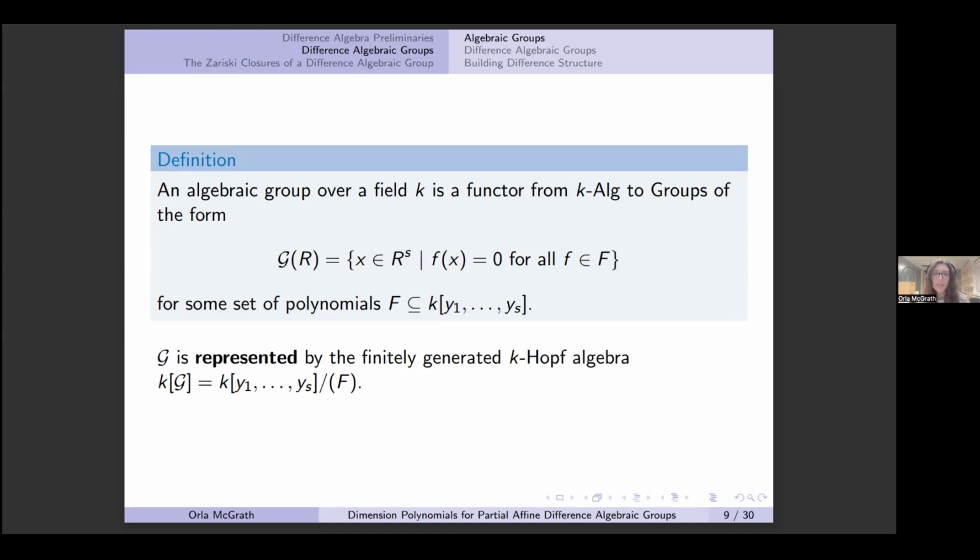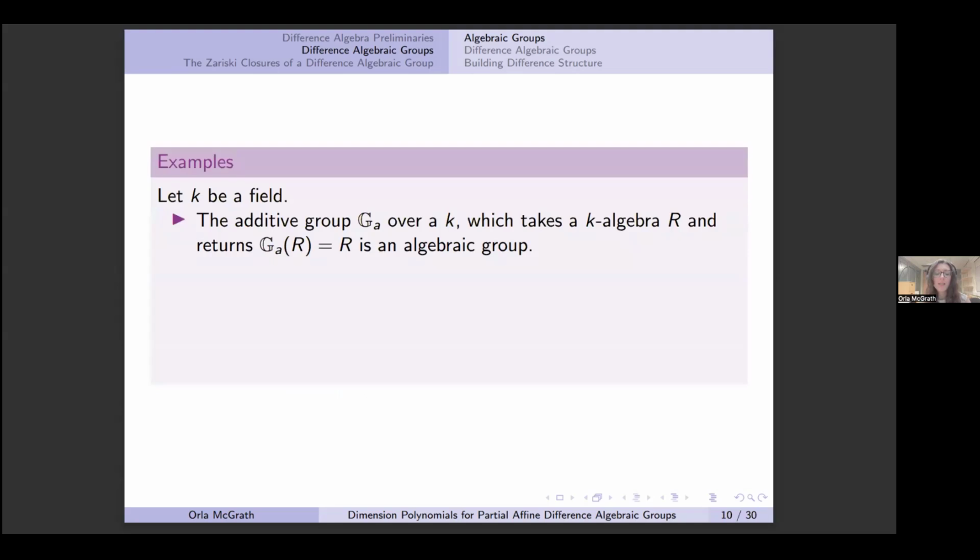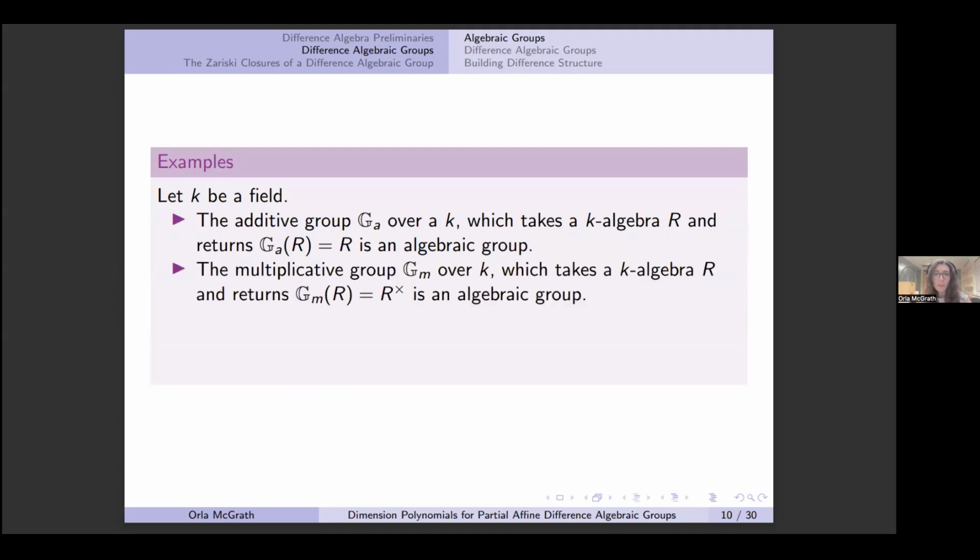So you can see some immediate examples of algebraic groups, which I'm sure we've seen. The additive group, of course, for any K algebra, it's implicitly an additive group. So this would be considered the zero set of just the zero polynomial. It returns the K algebra itself. The multiplicative group, which returns the invertible elements in our K algebra. And the way that we would define this as a zero set of polynomials is we would need to have two elements of our algebra that are inverses to each other.